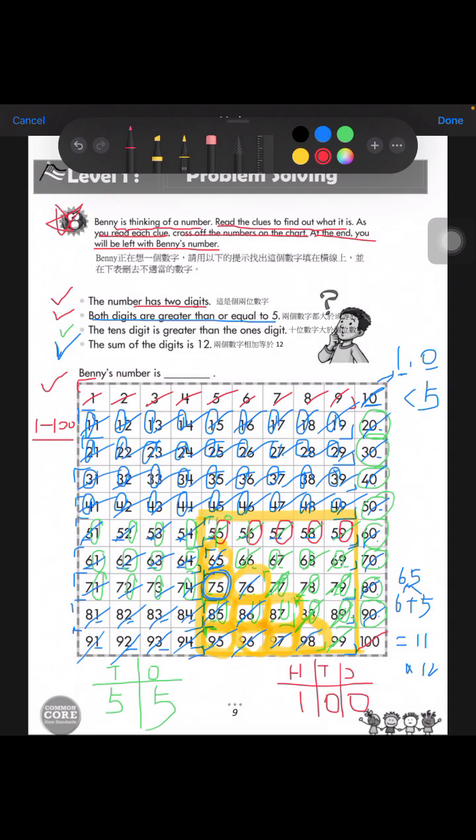So which one is Benny's number? Yes, 75. It is the only number that hasn't been crossed out, so Benny's number is 75.